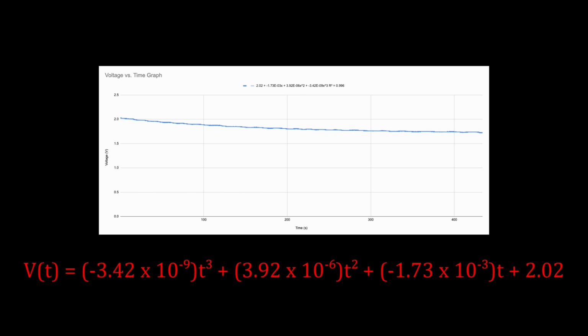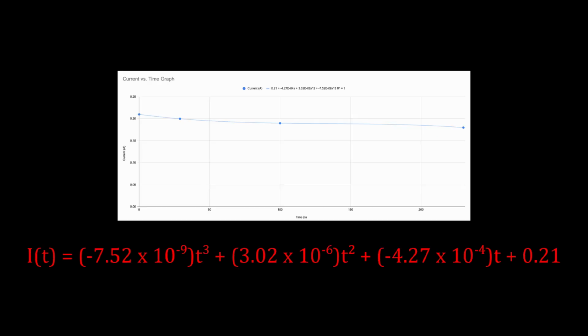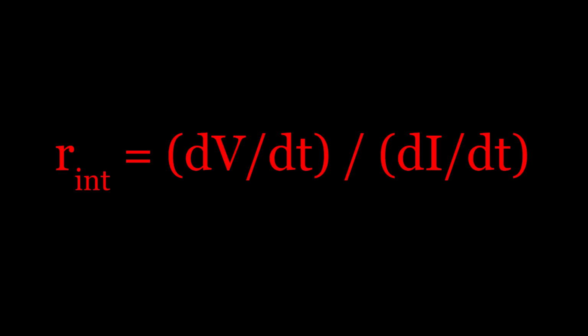We first graphed voltage versus time in Google Sheets, and because there was a considerable variance, we were able to get the following third-degree polynomial as a trend line for our data. We then graphed current versus time in Google Sheets. However, because the current did not change much over the 430-second interval of data collection, we had to select specific points to receive the following third-degree polynomial as a trend line for our data.